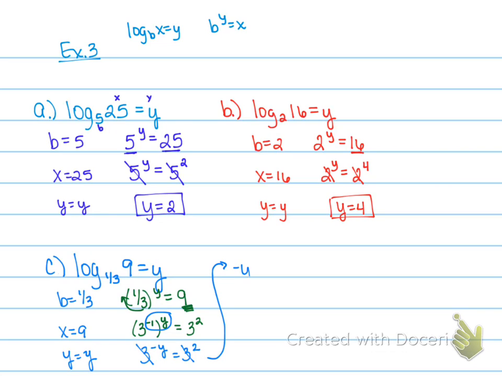And I'm just going to bring this up here now. And so I know that negative y has to equal 2. And so I divide by the negative 1. And I know y equals negative 2. Which means log base 1/3 of 9 is equal to negative 2. And let's see, we're on D.